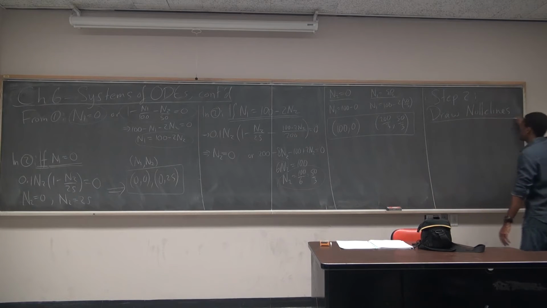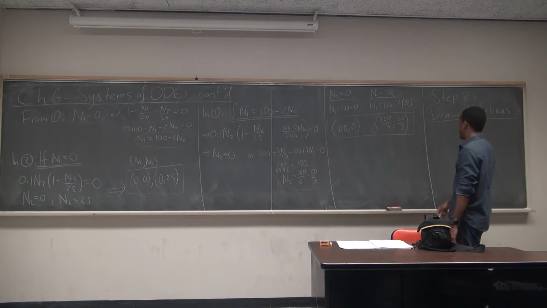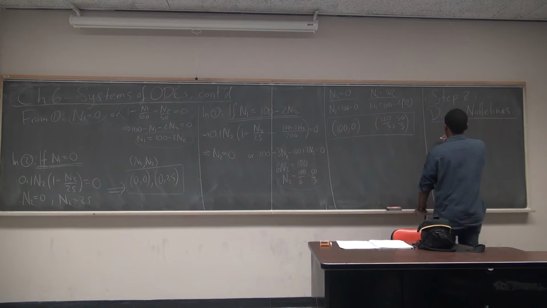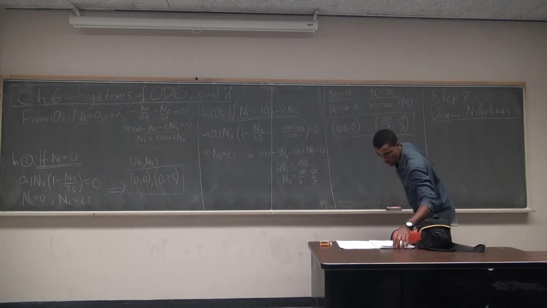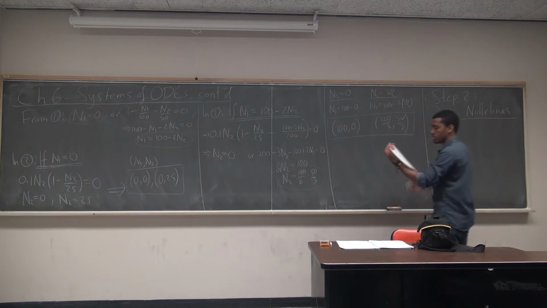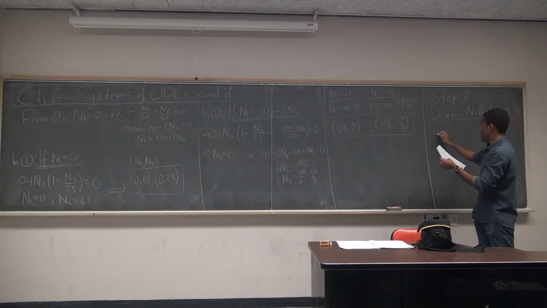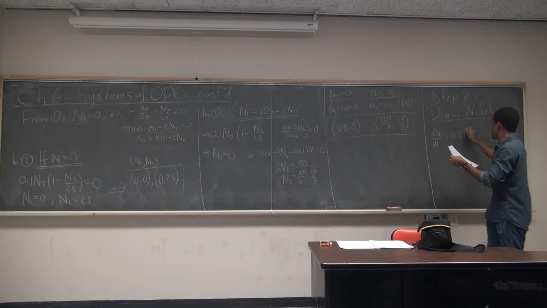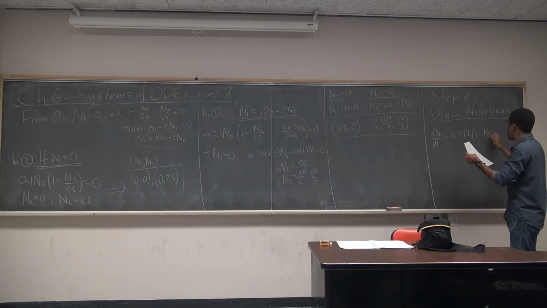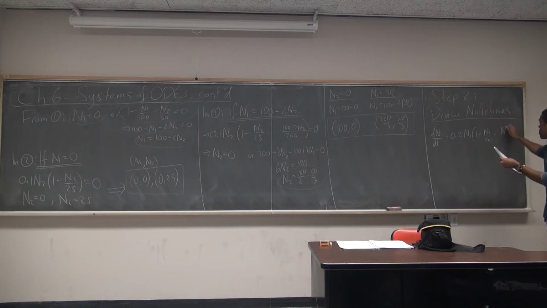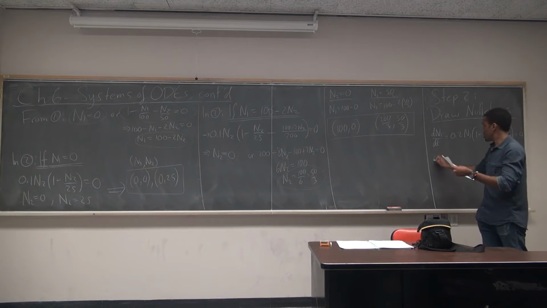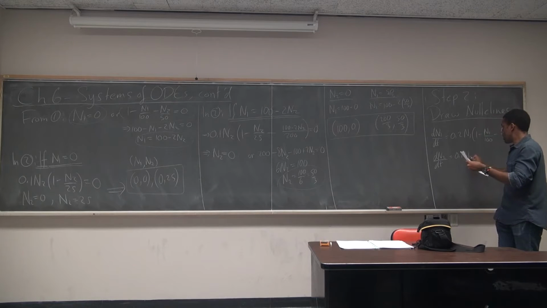Now, if you wonder what the null lines are, let me rewrite the equations again. What were the equations? I had dn1/dt equals 0.2 n1 times (1 minus n1 over 100 minus n2 over 50), so that equals 0. And dn2/dt equals 0.1 n2.